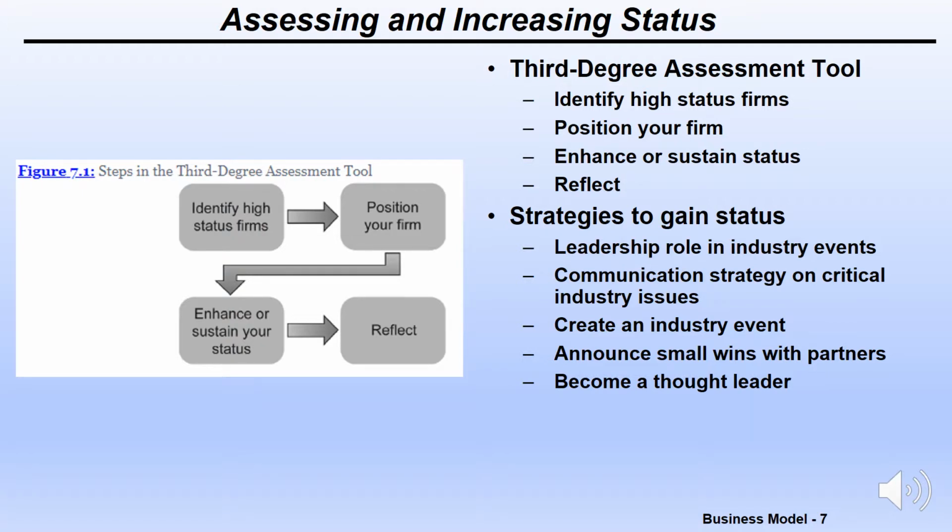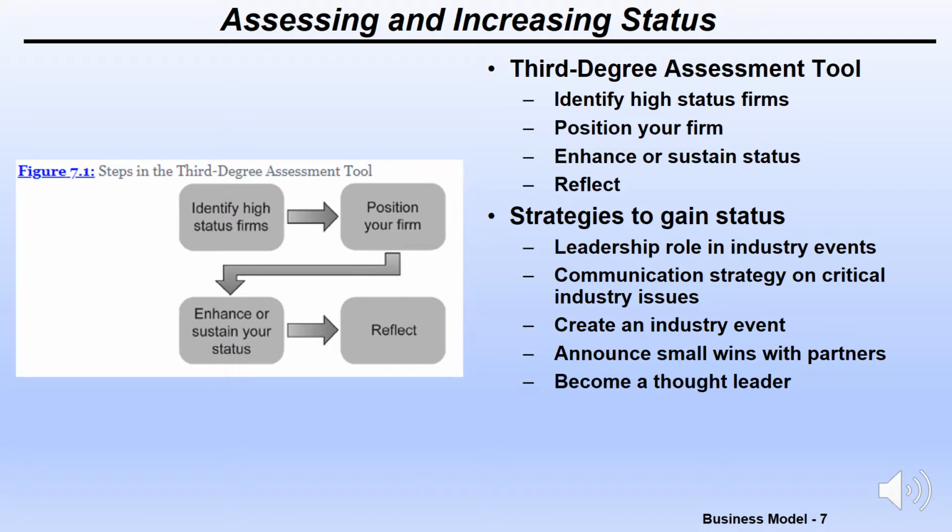firms within the industry. So if you're in the tech industry, specifically making phones and things like that, you would say Apple is a high status firm. Microsoft is less of a high status firm than Apple is with regards to mobile technology, and Google is somewhere in there as well.